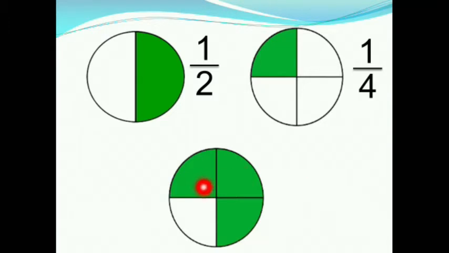Children, observe this circle. This circle is divided into 4 equal parts. 3 parts are colored, 1 part is not colored. So the fraction which represents the shaded part of the figure is 3 by 4. This is read as 3 divided by 4.